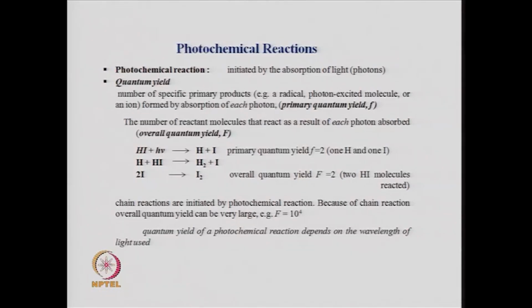only one photon. So, I hope this is clear that the primary quantum yield is the number of radicals or photon excited molecules which are being created when one photon is absorbed. And if you look at how many reactant molecules reacted based on one photon, then that is called the overall quantum yield and is given by capital F.